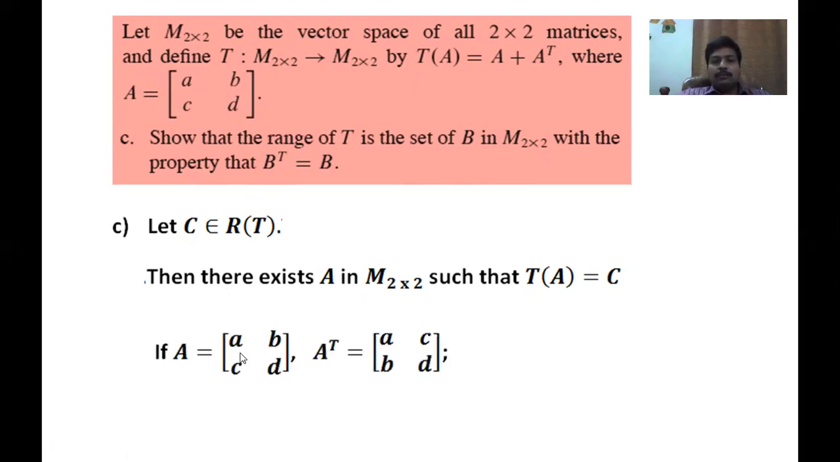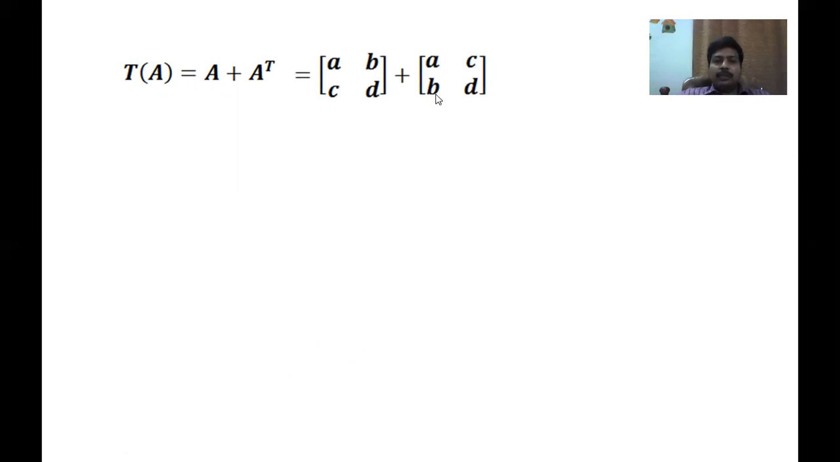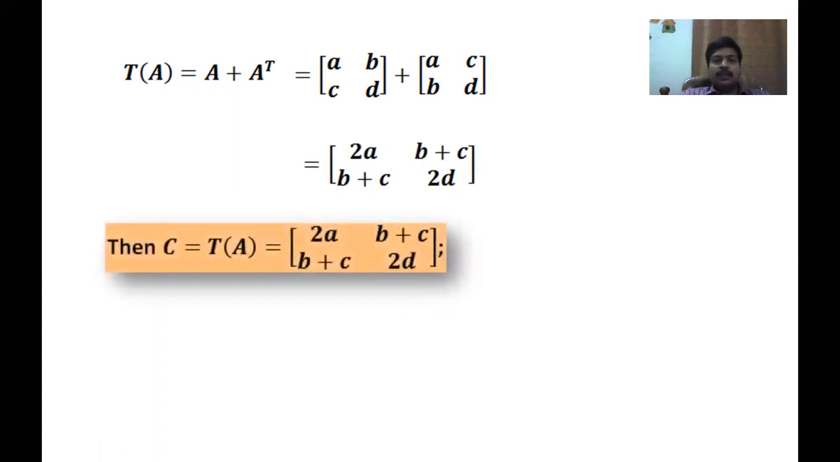If A is equal to [a, b; c, d], then A transpose is [a, c; b, d], and T of A is equal to A plus A transpose. That is, we are adding these two matrices, and that is [2a, b+c; b+c, 2d]. This is T of A. Then C is equal to [2a, b+c; b+c, 2d]. So any matrix in the range of T will be in this form.